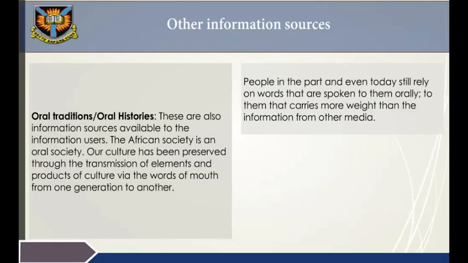Other information sources. Oral traditions, oral histories. These are also information sources available to the information users. The African society is an oral society. Our culture has been preserved through the transmission of elements and products of culture via the words of mouth from one generation to another. People in the past and even today still rely on words that are spoken to them orally; to them, it carries more weight than the information from other media.